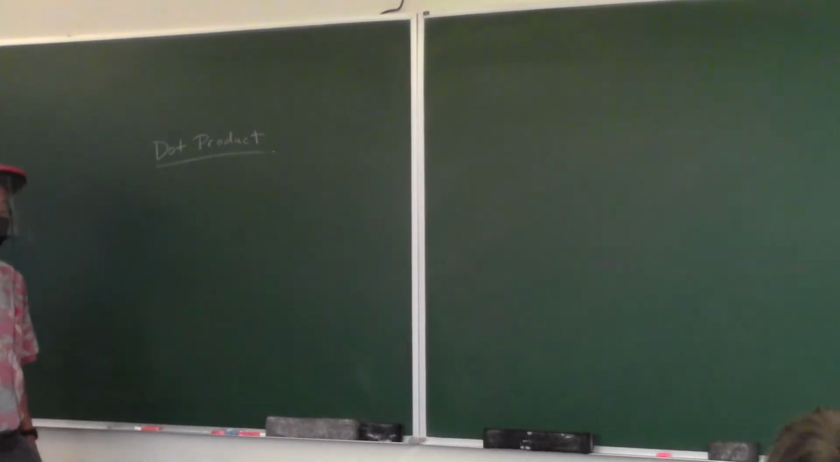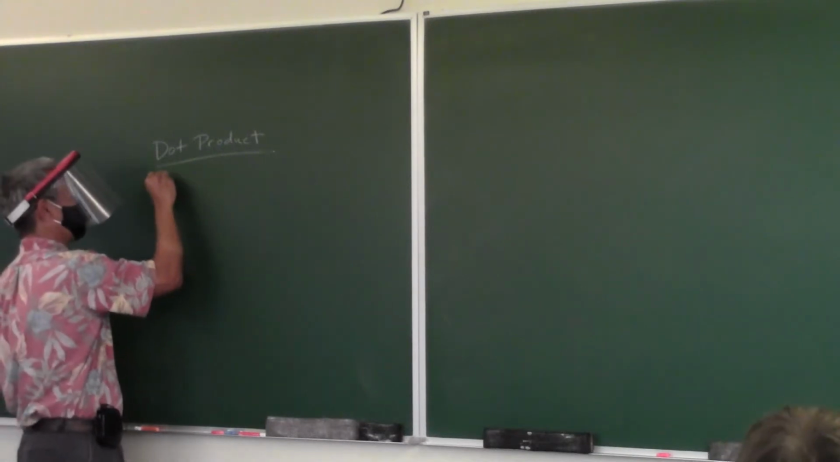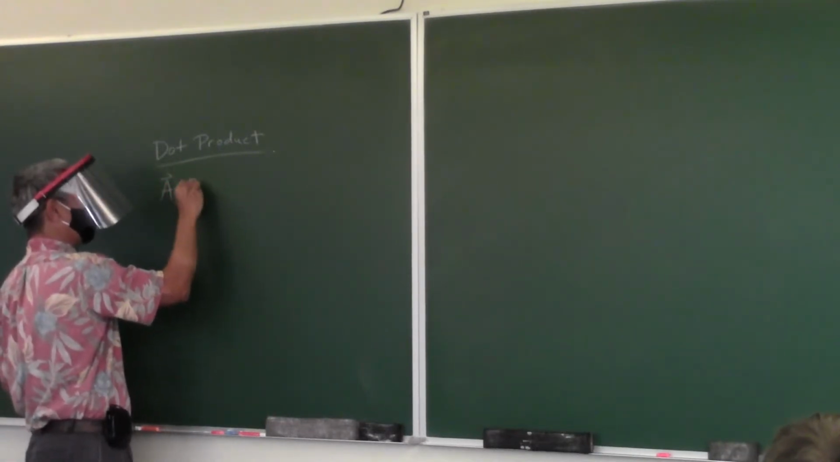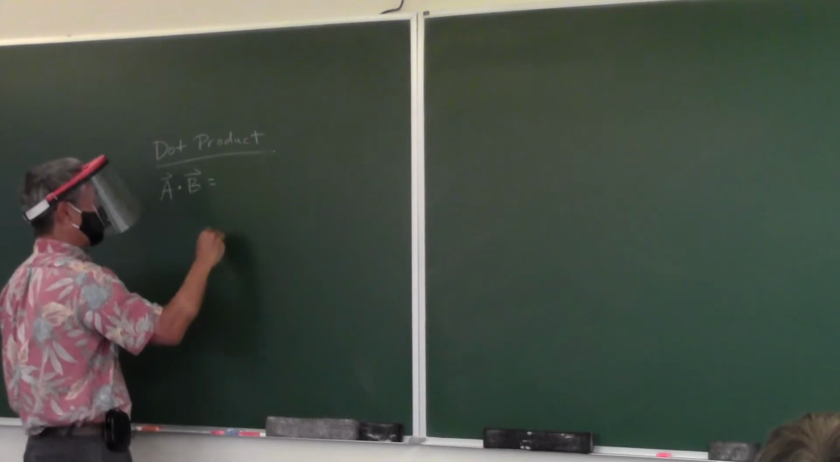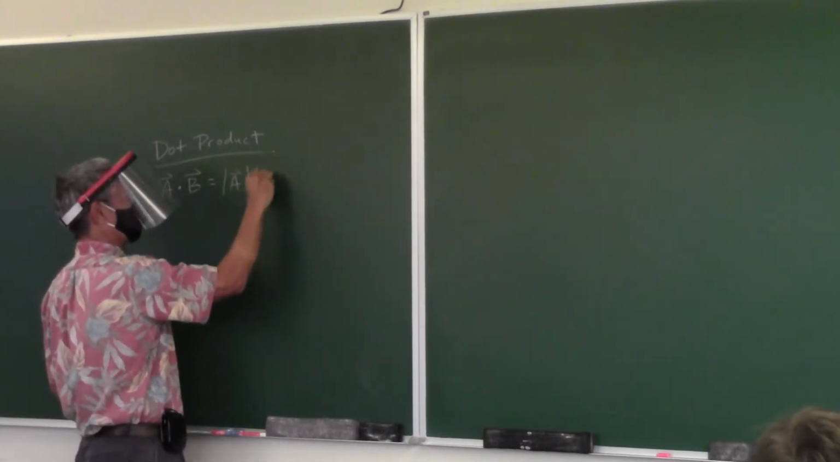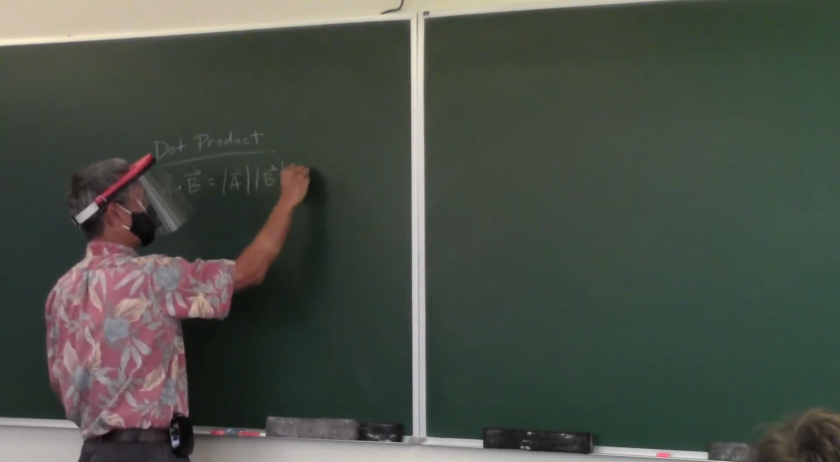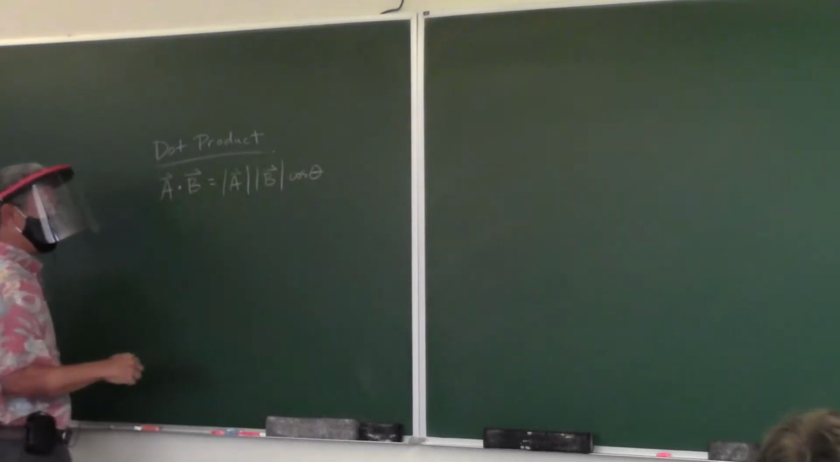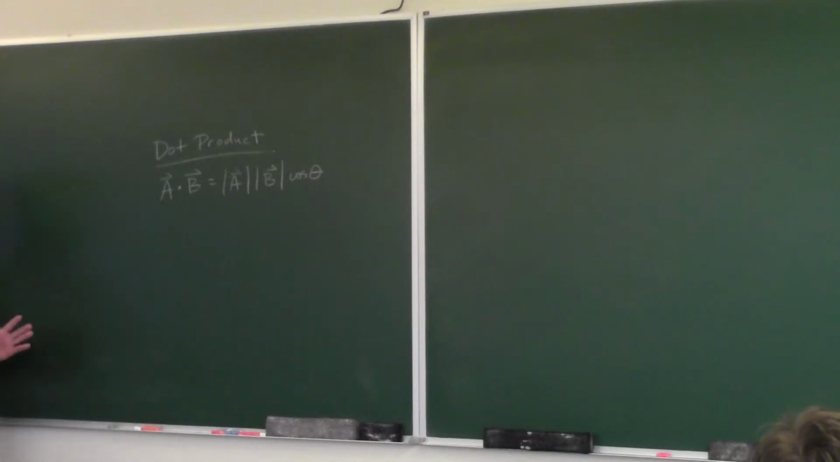Okay, so this is the definition of the dot product. If you have vector A dot vector B, that's equal to the length of the first vector times the length of the second vector times the cosine of the angle formed by the two vectors.